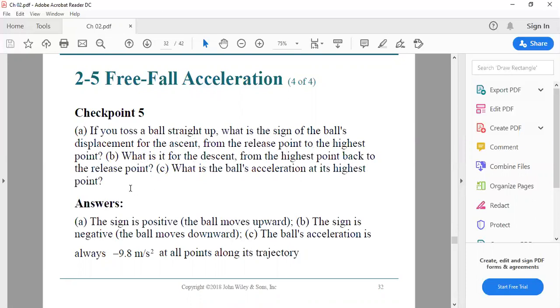What is the ball's acceleration at the highest point? The ball's acceleration is always minus 9.8 meters per second squared at all points. In other words, the acceleration is always going to be the same no matter at what point the ball is in its trajectory. At its highest point, obviously, the velocity is going to be equal to 0. But the acceleration is always going to be minus 9.8 meters per second squared.